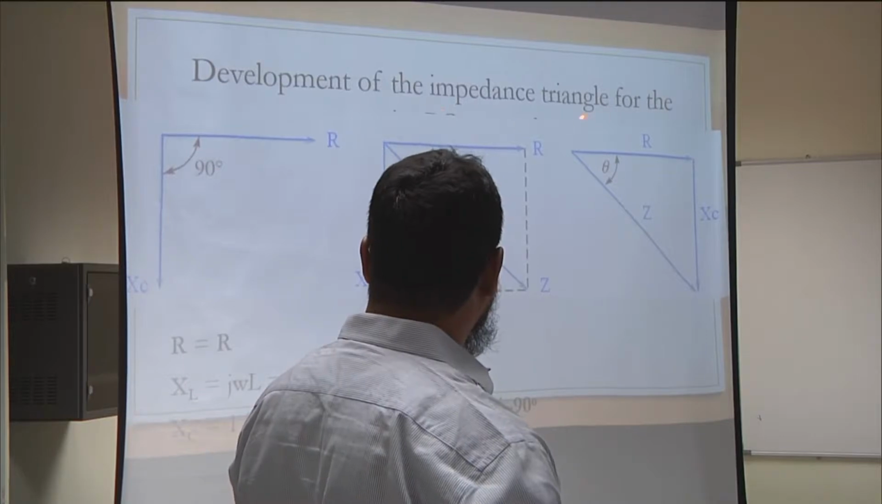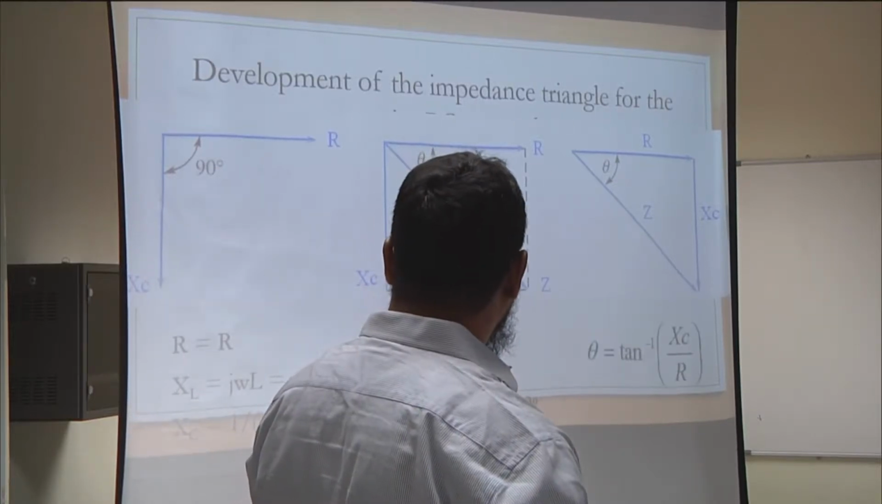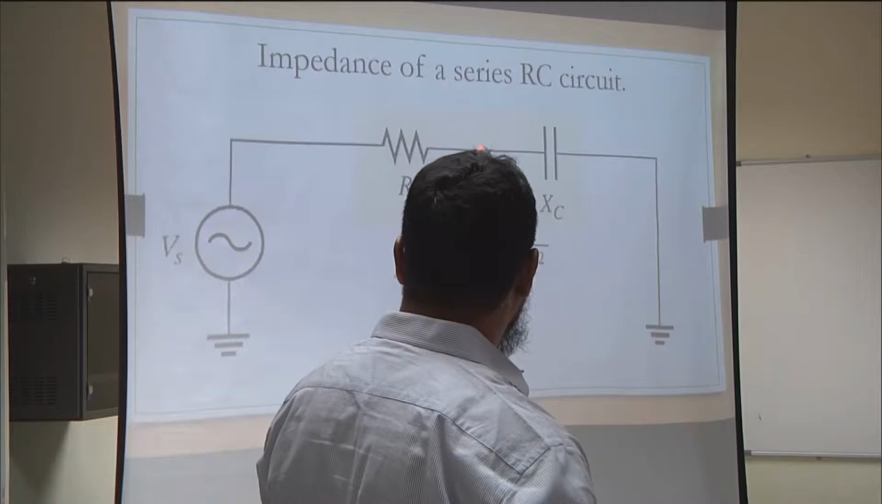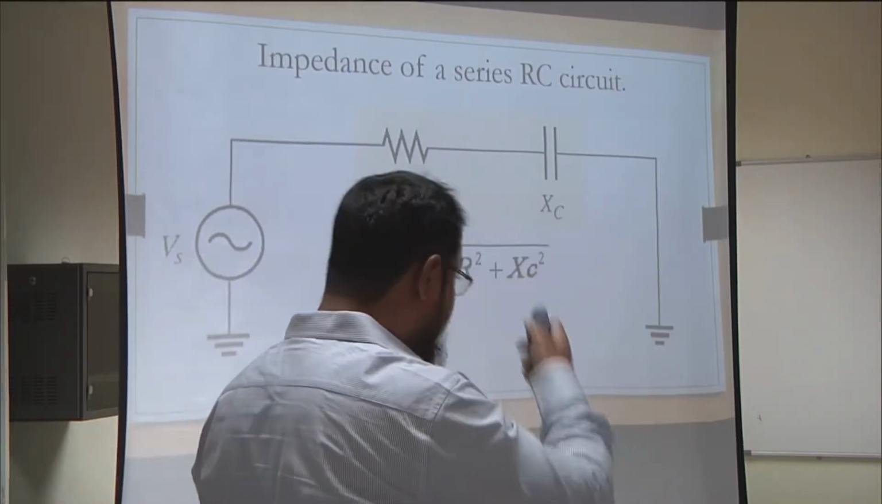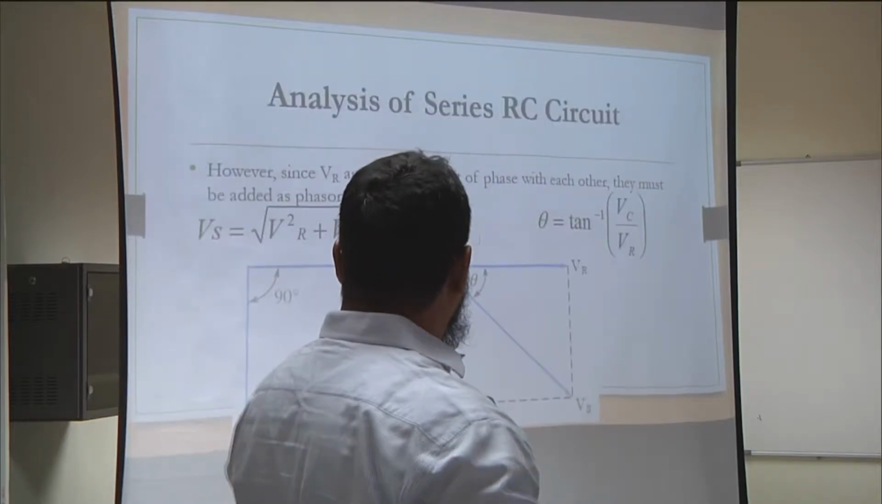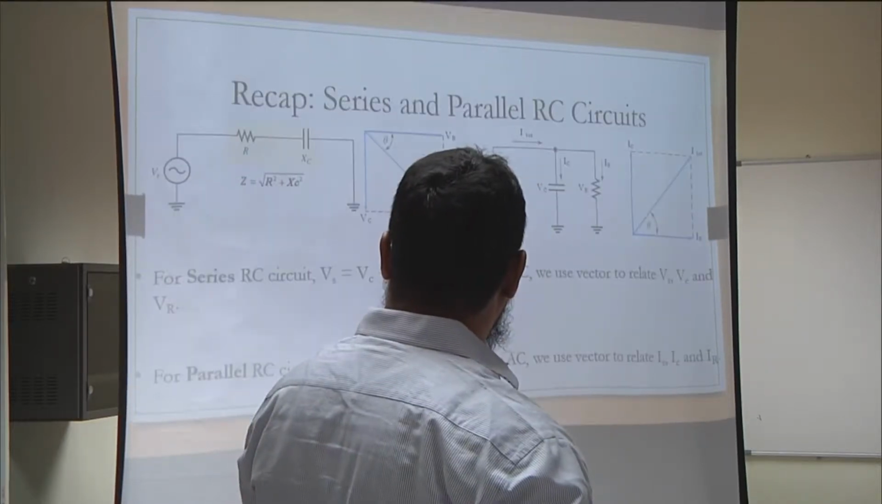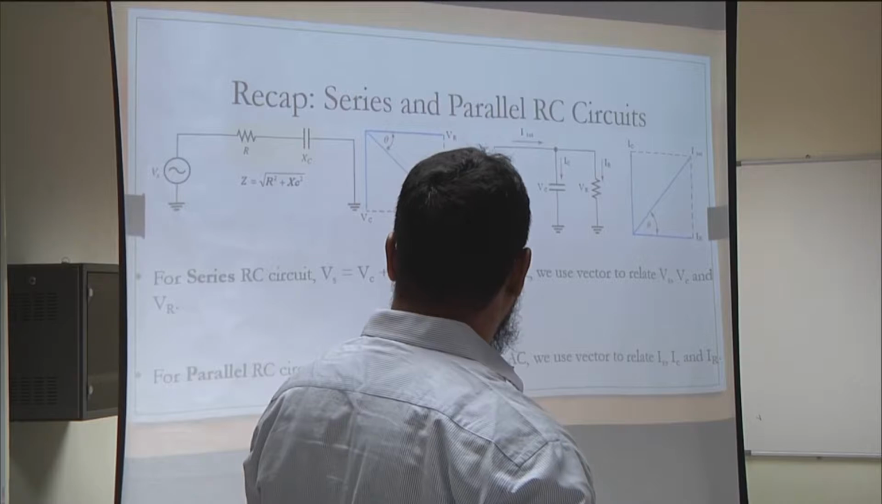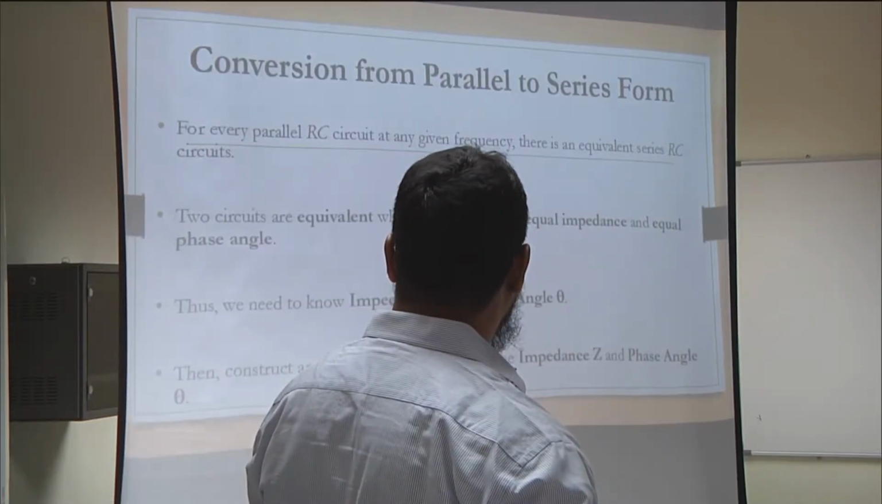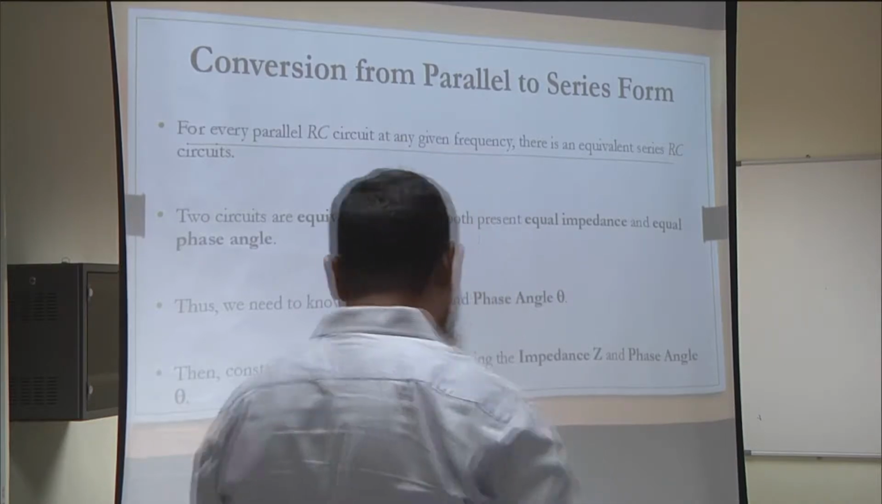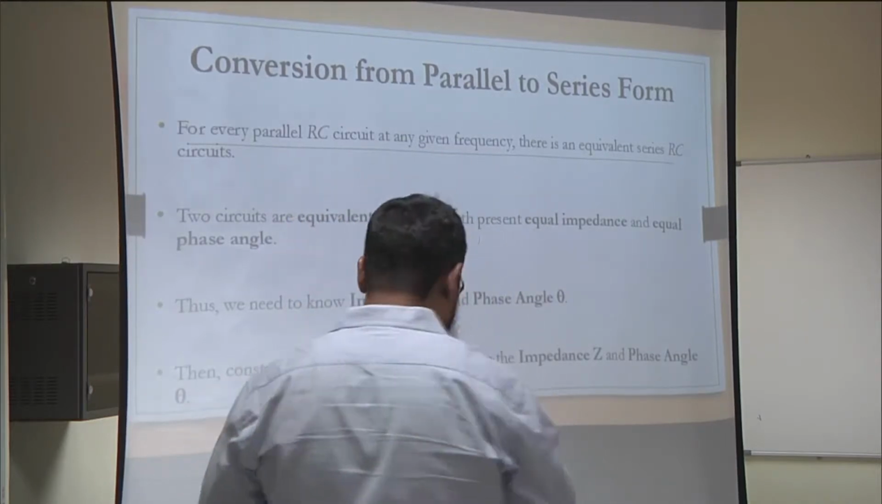All right, so development of impedance triangle. We know these already. Impedance in series, RC circuit. So this is R and C with the series combination. Analysis, recap series and parallel RC circuits. So these are just the recaps. Conversion from parallel to series form. Okay, so this is something that has not been covered.